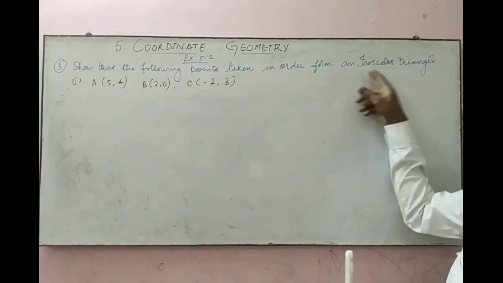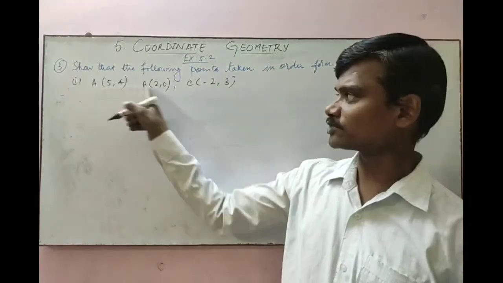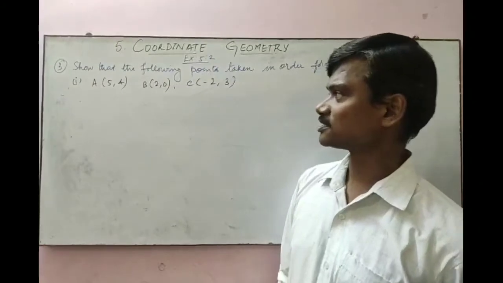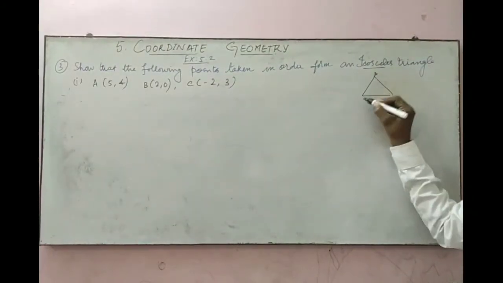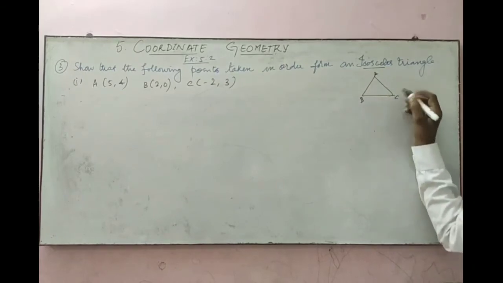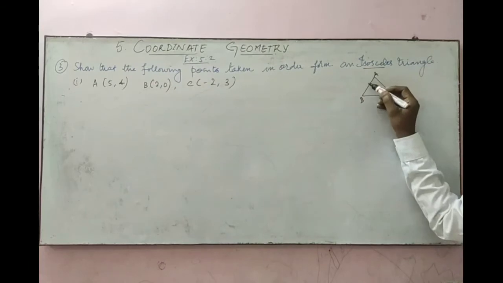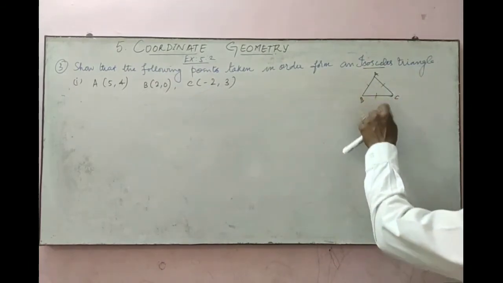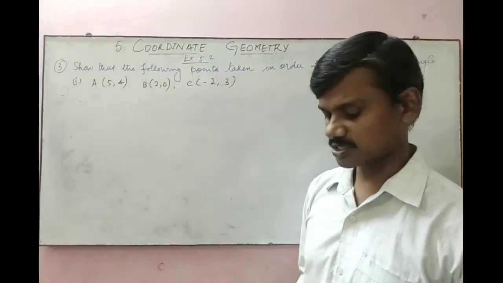You know what is meant by isosceles triangle? In isosceles triangle, two sides are equal. I am going to find out the distance between the 3 points. Let this be a triangle ABC. I am going to draw this roughly. This is not the correct accurate diagram. This is a rough diagram. I am going to find the AB, BC and CA. In this, if any two sides are equal, then we call this as isosceles triangle.